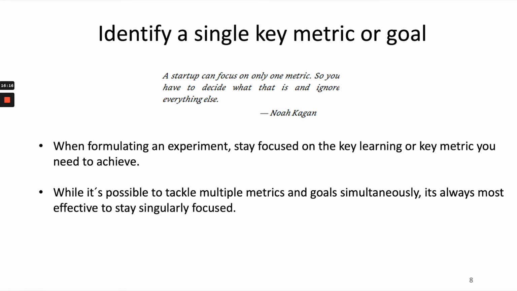Identify a single key metric or goal. A strategic startup can focus on only one metric, so you have to decide what that is and ignore everything else. When formulating an experiment, stay focused on a key learning or key metric you need to achieve. While it's possible to tackle multiple metrics and goals simultaneously, it's always most effective to stay singularly focused.